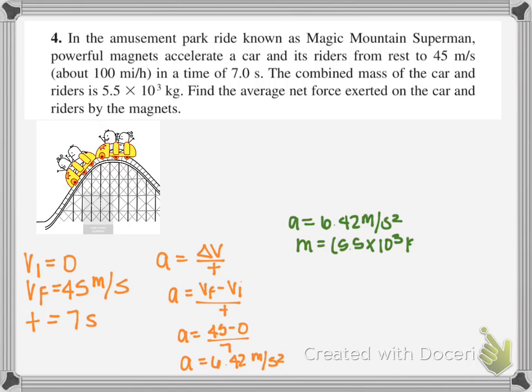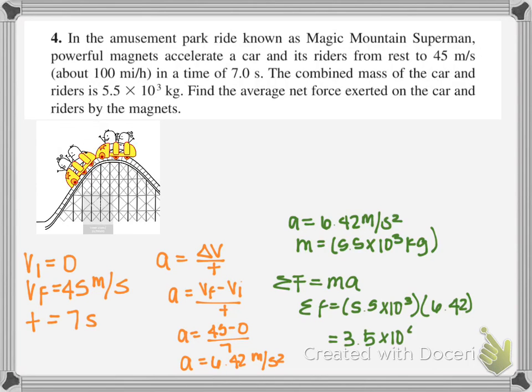Now, you already have your acceleration and you already have your mass. You just need to use Newton's second law of motion to find your net force. So net force equals mass times acceleration. And when you plug in the values, you see that your net force is equal to 3.5 times 10 to the fourth newtons.